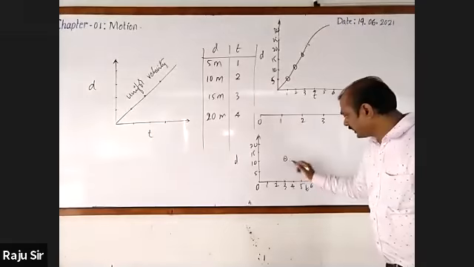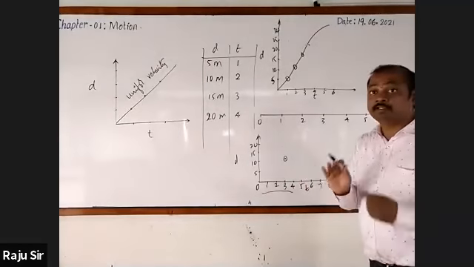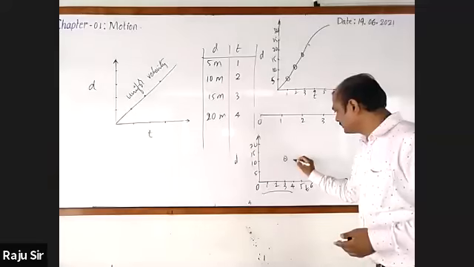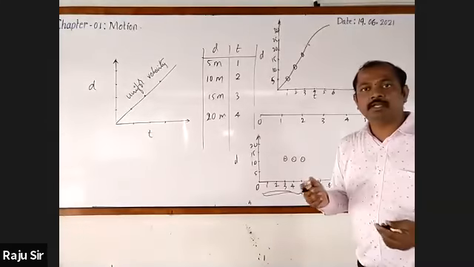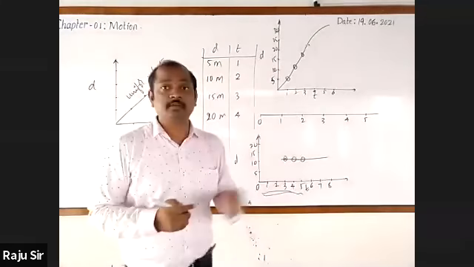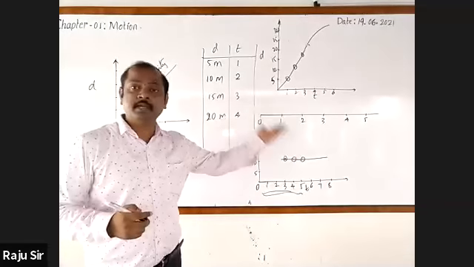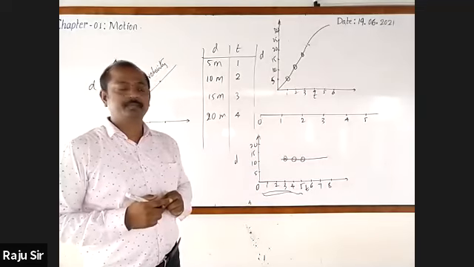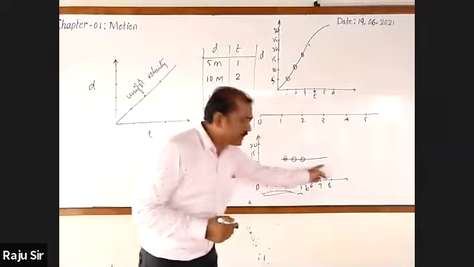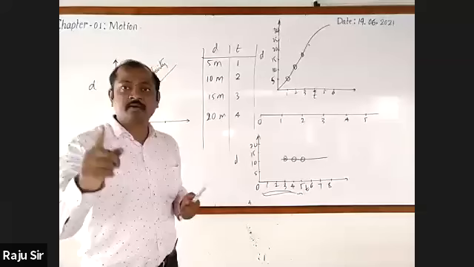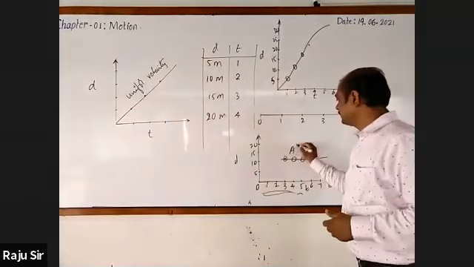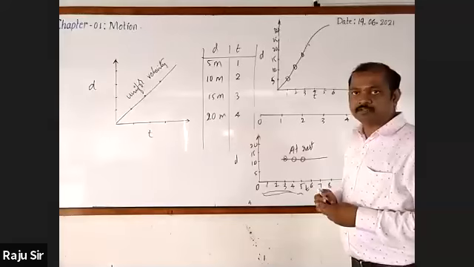Then, in a total of 4 seconds, as the body is at rest, the distance covered is 10 meter. At 5 seconds, distance covered is 10 meter, and at 8 seconds also 10 meter. Now, if I join those points, you'll get a straight line. That straight line is parallel to the X-axis, or time axis. Could you tell what this line indicates? The body is at rest. It is a stationary object.